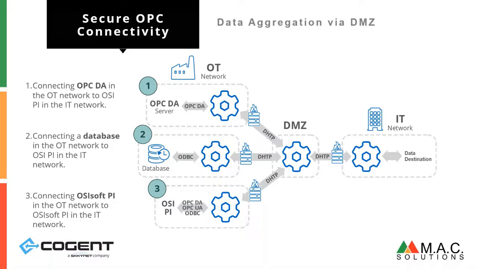And the same applies with OSI Pi. Again, we can collect from the OSI Pi data, bring it into the DMZ, and then share it if we need to with other constituents.